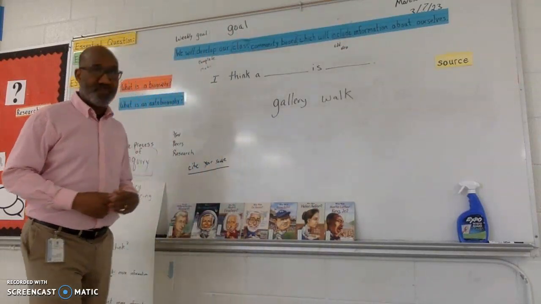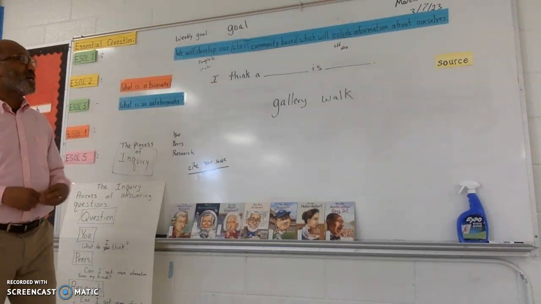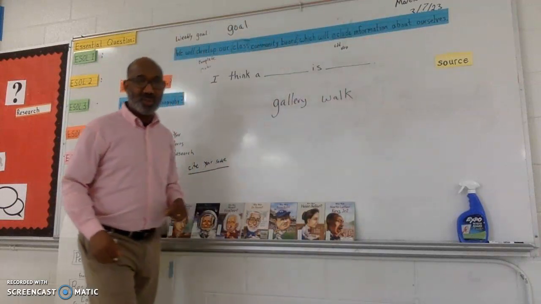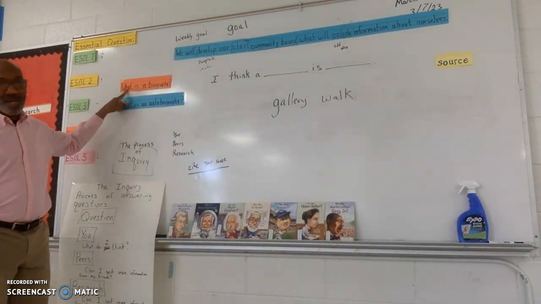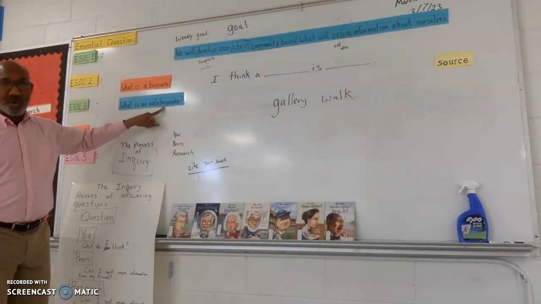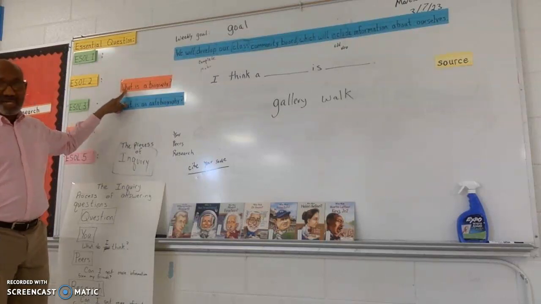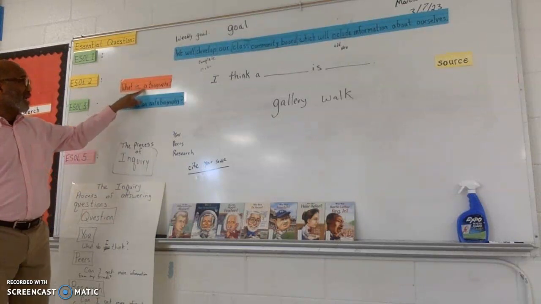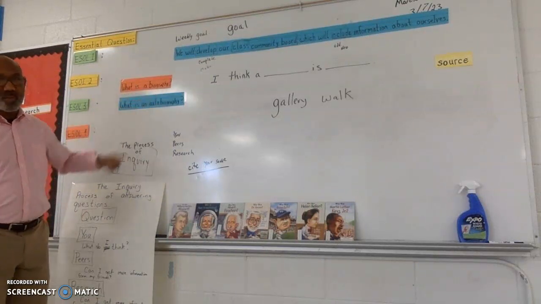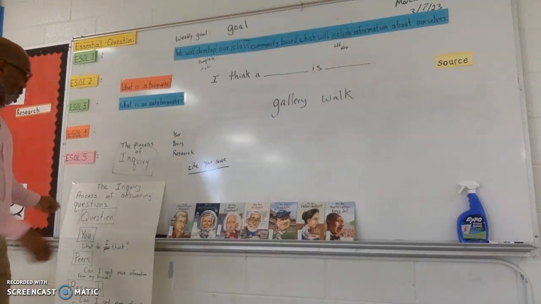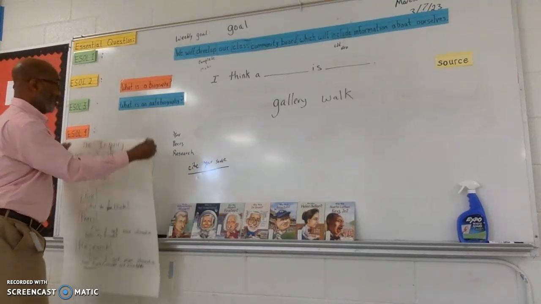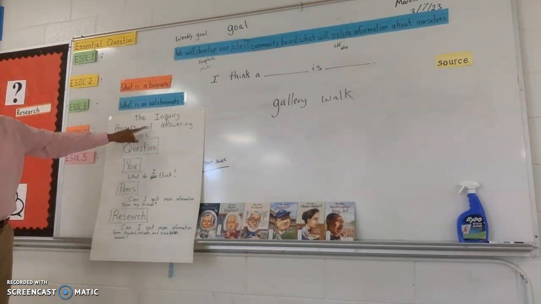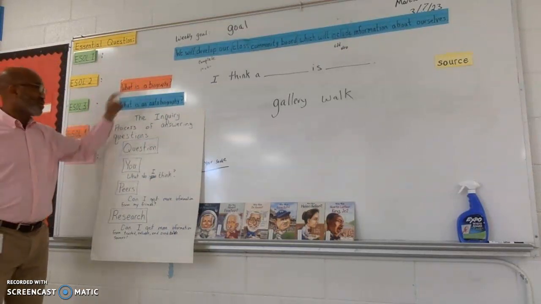So let's review. In order to include information about ourselves, we need to look at two things. We need to look at a biography and an autobiography. So let's look at these two questions. The first question is, what is a biography? We use the process of inquiry to investigate and find out information about this question.